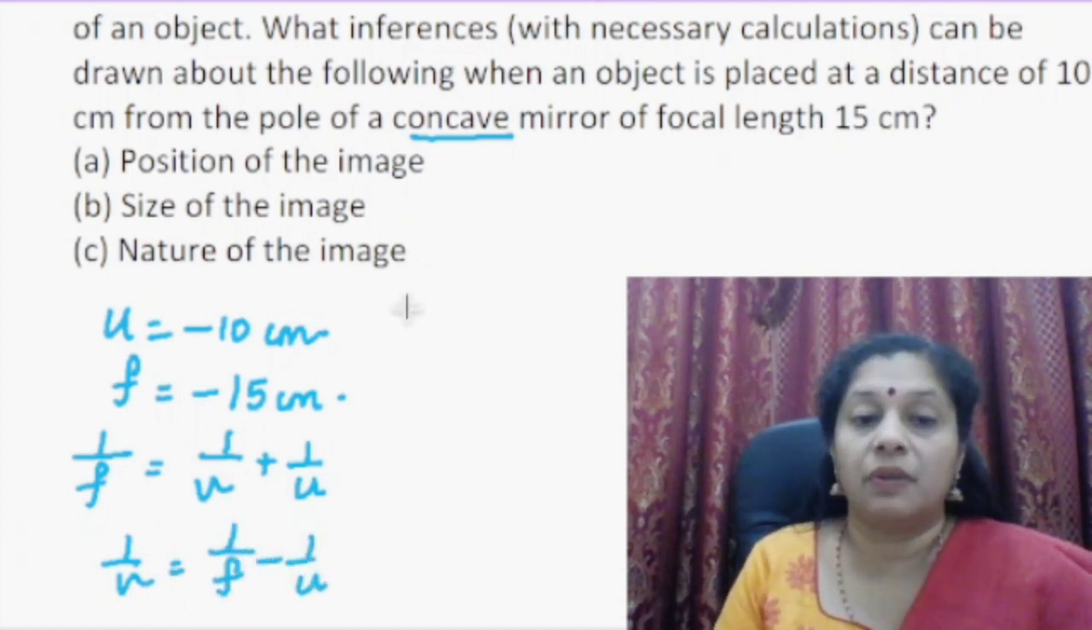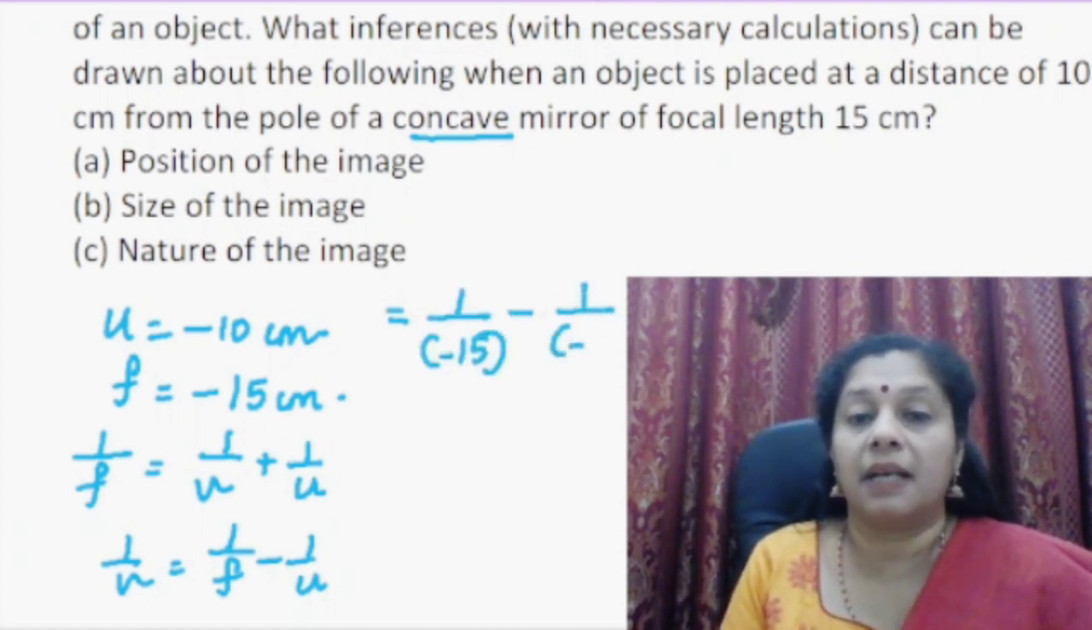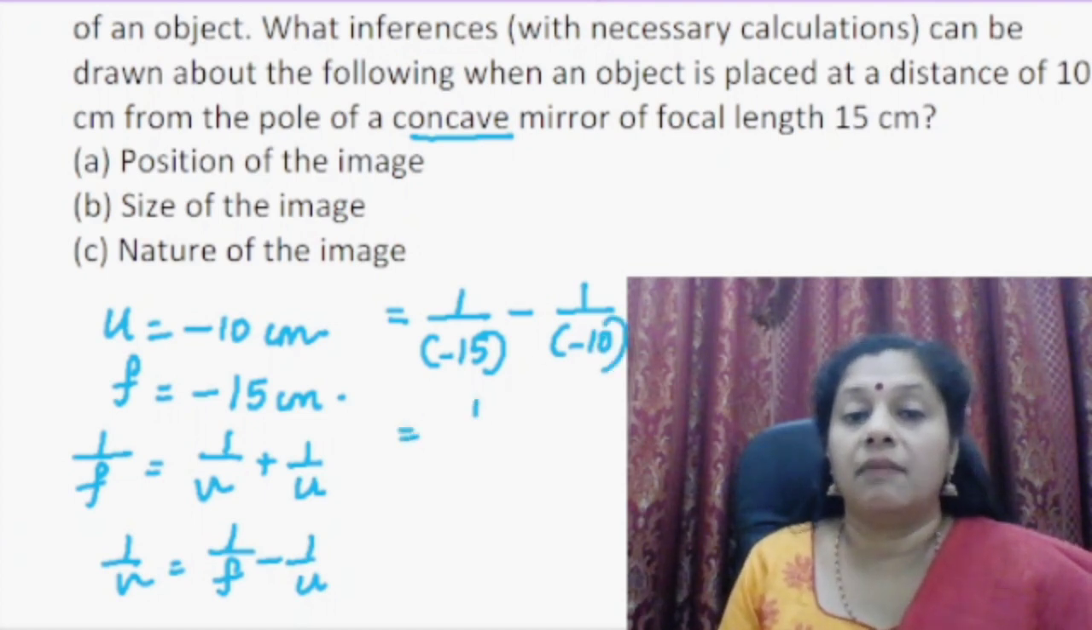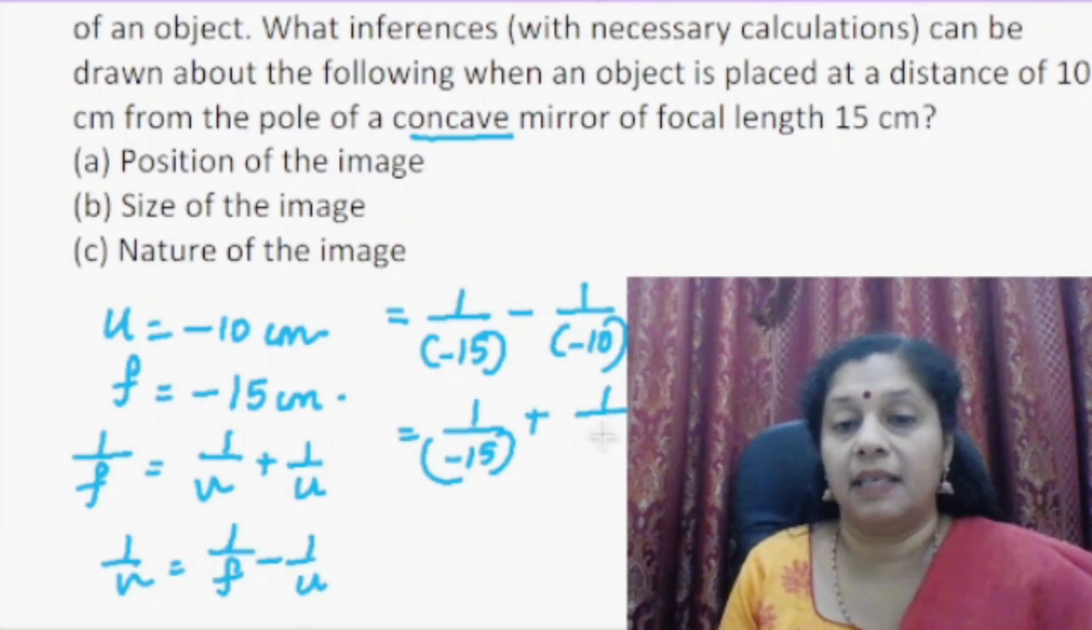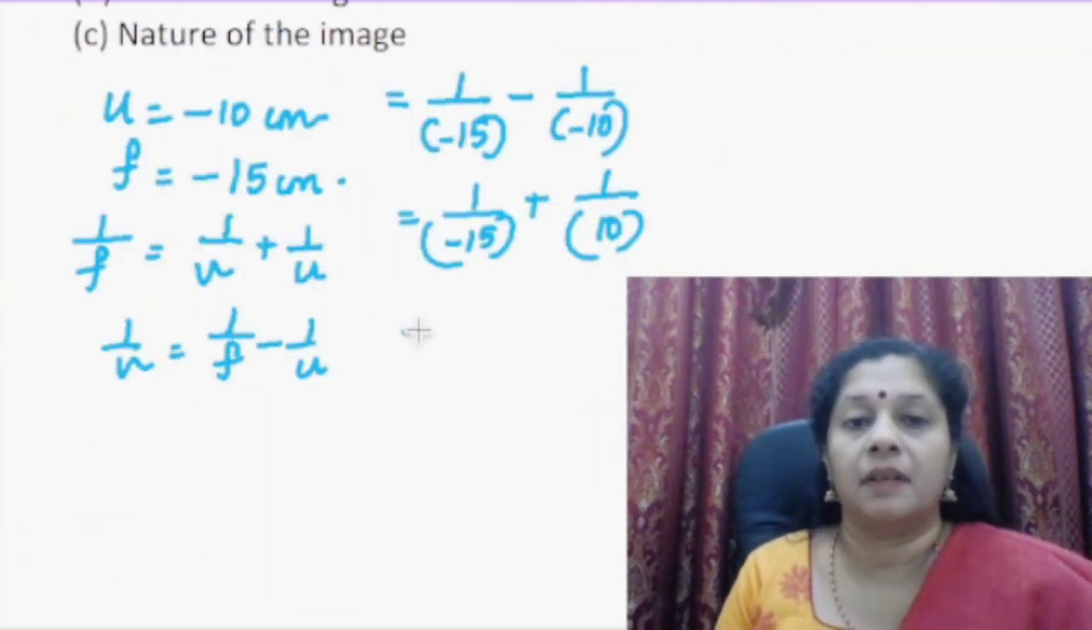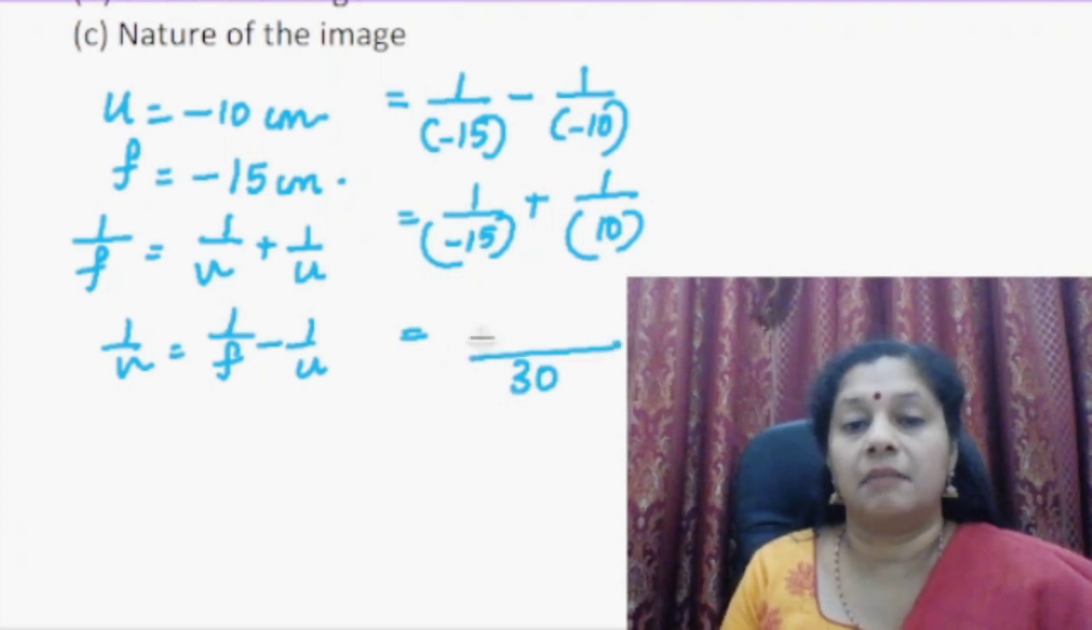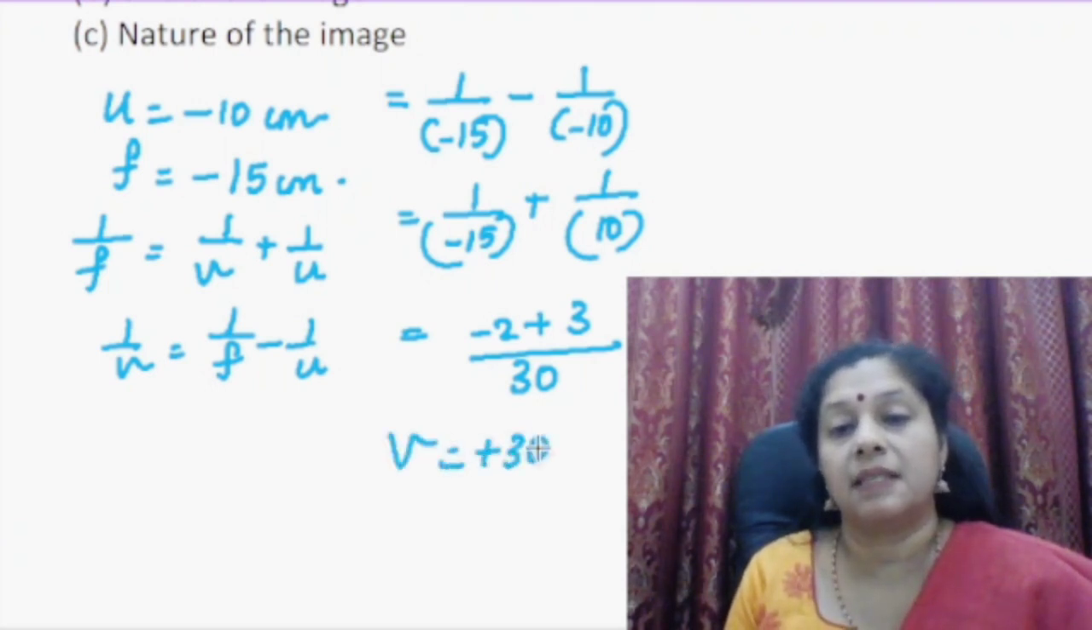If you substitute the values, 1 by v is equal to 1 by minus 15 minus 1 by minus 10. It will be 1 by minus 15 plus 1 by 10. Taking the LCM, it is 30. Here minus 2 plus 3, so it is 1 by 30. v is equal to plus 30 centimeter.